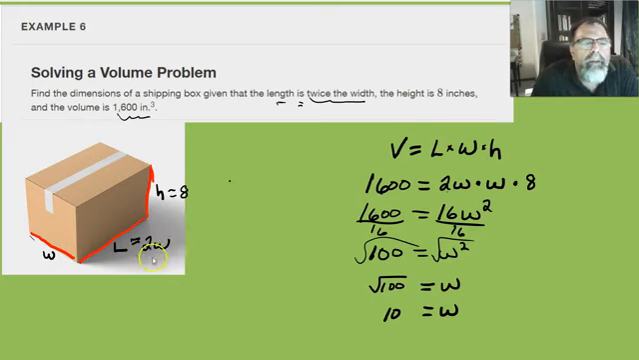So if the width is 10, twice the width would be 2 times 10, which is 20. And what were the units? Inches. And then the height is 8. So the box is 20 inches long, 10 inches wide, and 8 inches high.